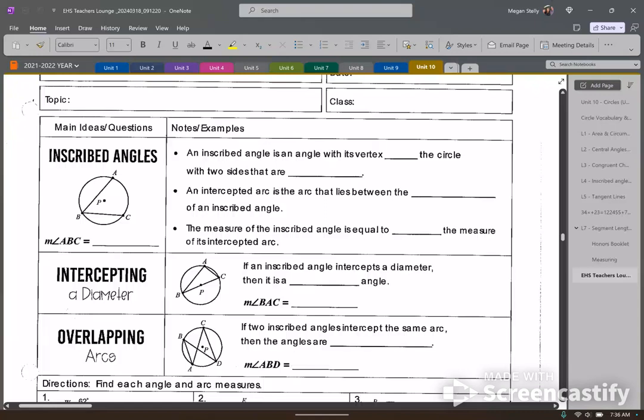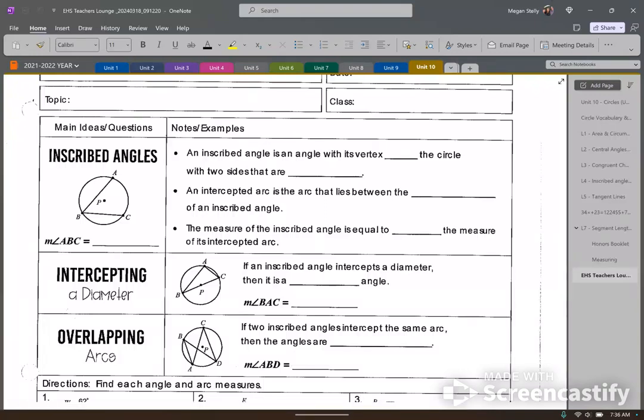All right, everyone. So today we're going to continue along in our packet. We are looking at inscribed angles. So go ahead, get your packets out, and let's turn there.